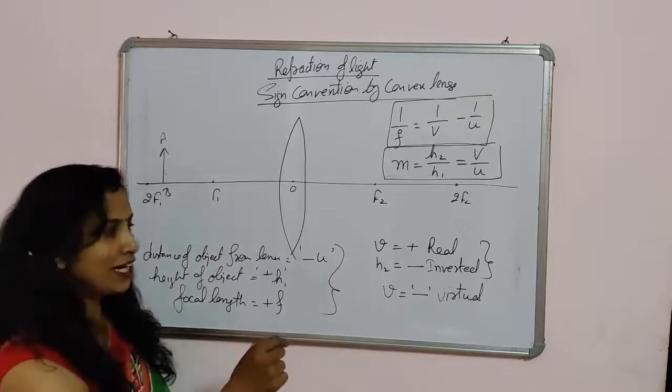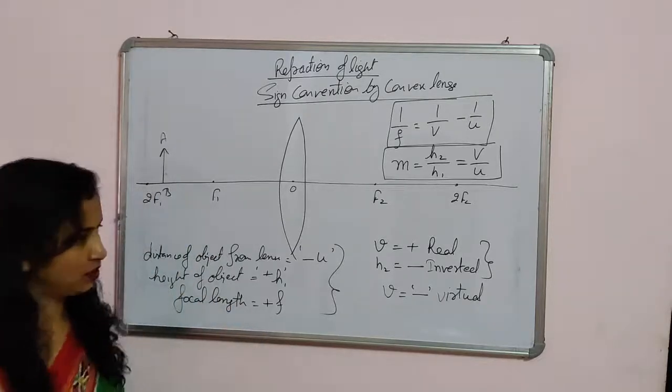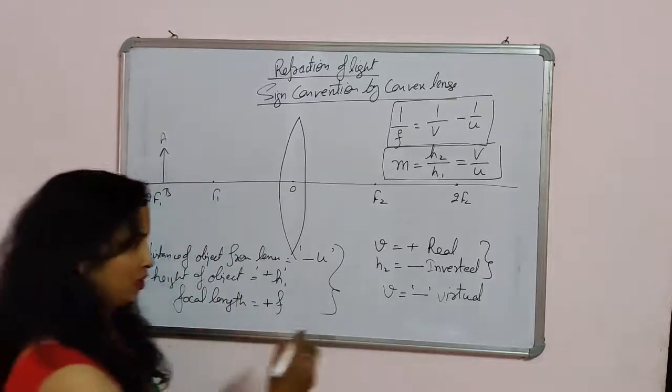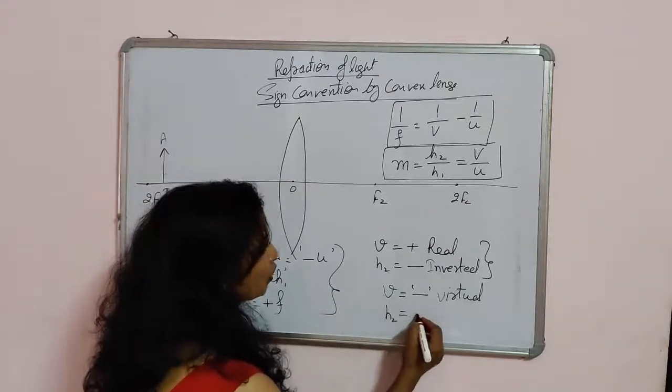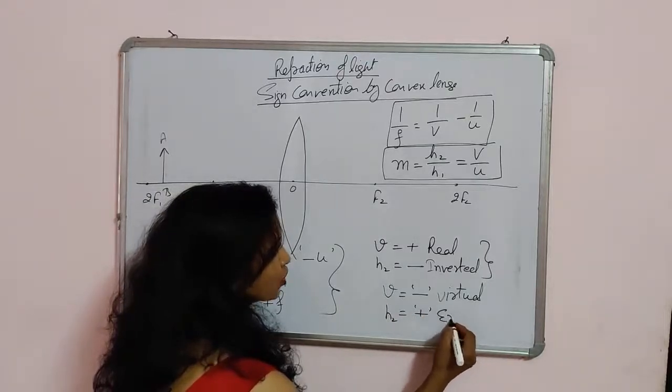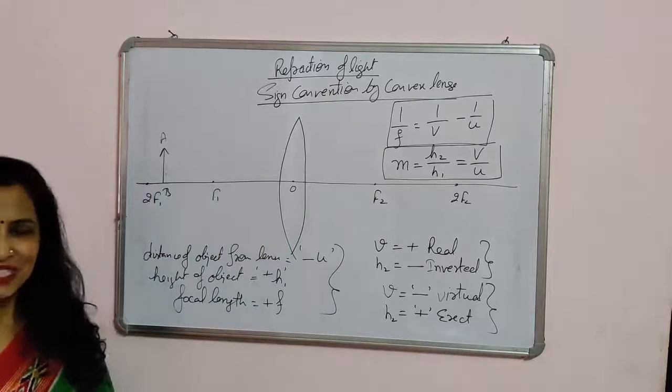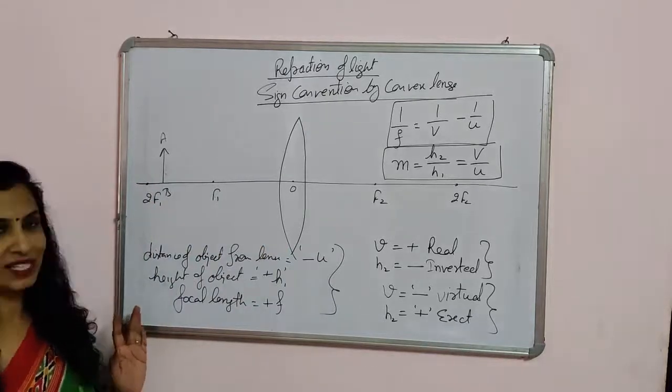So V is negative means a virtual image is formed. And if the image is virtual, is it always erect? So in this case, the H2 will always be positive. It shows that the erect image is formed. So this is the sign convention of a convex lens.